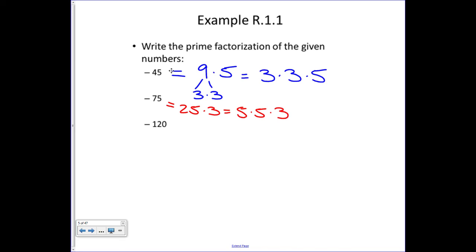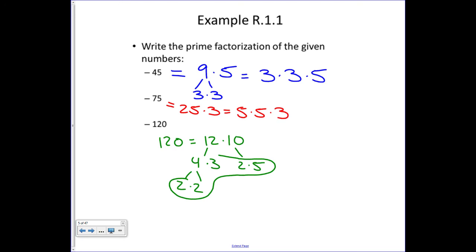Then finally, we can do a similar thing with 120. 120 is just 12 times 10. Neither of those is prime, but 12 is 4 times 3, and 10 is 2 times 5. 2, 3, and 5 are all prime numbers, but 4 is not. So we can break 4 down to 2 times 2. And then our prime factorization is given by this group of numbers. And so 120 is just 2 times 2 times 2 times 3 times 5.